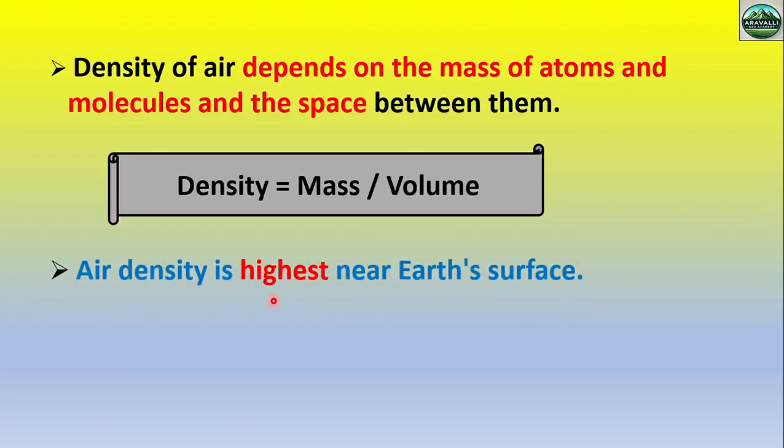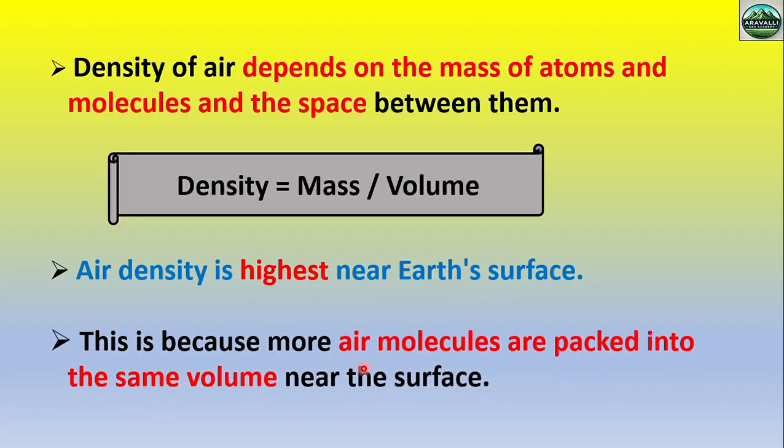Air density is highest near the earth surface, because air molecules are highest near the surface, so air density is also highest near the surface. This is because more air molecules are packed into the same volume near the earth surface. So in a particular volume the air molecules are greater, and then density is also greater.